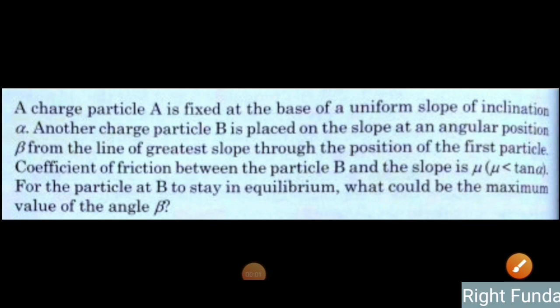The question says like this: a charged particle A is fixed at the base of a uniform slope of inclination alpha. Another charged particle B is placed on the slope at an angular position beta from the line of greatest slope through the position of the first particle. Coefficient of friction between the particle B and the slope is mu, and mu is less than tan alpha. For the particle B to stay in equilibrium, what could be the maximum value of angle beta?